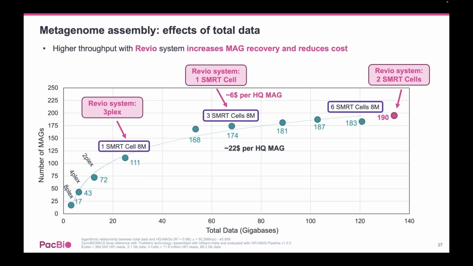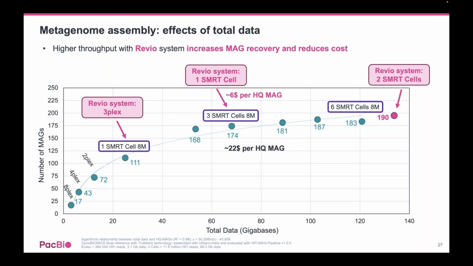And if we look towards the center of the figure, what we see is Revio with 1 SMRT Cell is the equivalent of 3 SMRT Cell 8M on Sequel IIe. And there we're obtaining about 174 MAGs. And just as an interesting exercise, I took the number of MAGs, divided it by the cost of consumables for sequencing with the different platforms to come up with a price per MAG. And here with Sequel IIe, it's about $22 per MAG for that 174 MAGs. But with Revio, because we're increasing throughput while dropping costs, it actually turns out to be about $6 per high quality MAG.